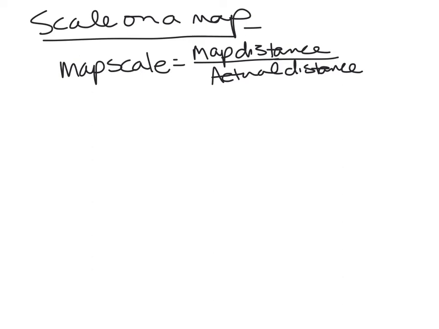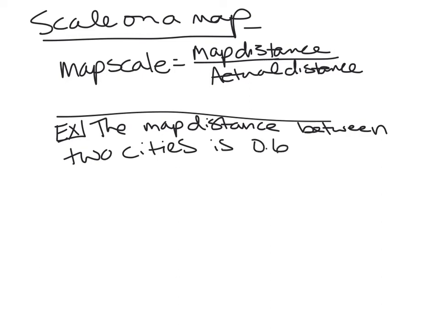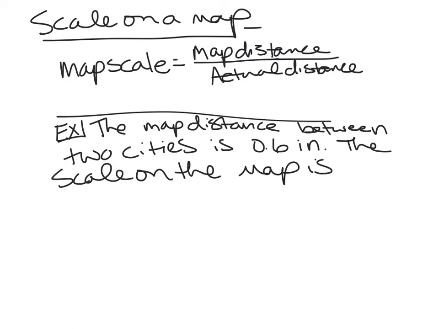So you see scale factor a lot on maps, and the scale factor on a map is the map scale, equal to the map distance over the actual distance. So an example of this: the map distance between two cities is 0.6 of an inch. The scale on the map is 1 inch to 110 miles. What is the actual distance?